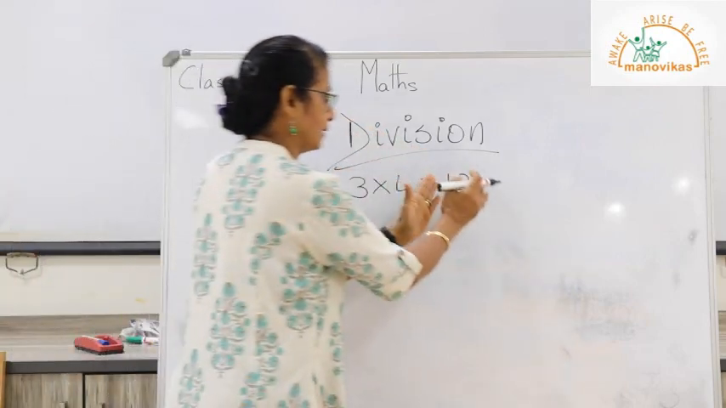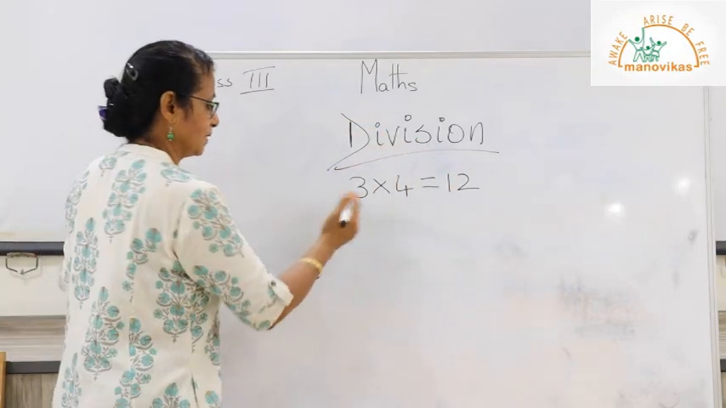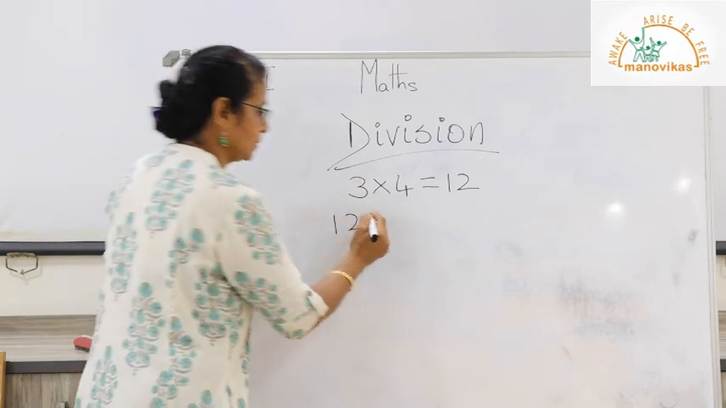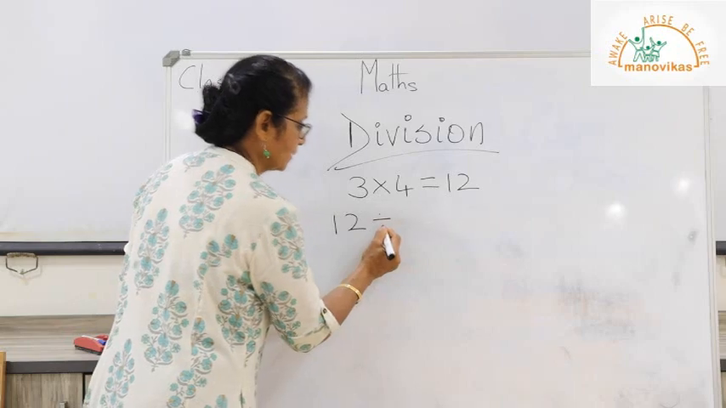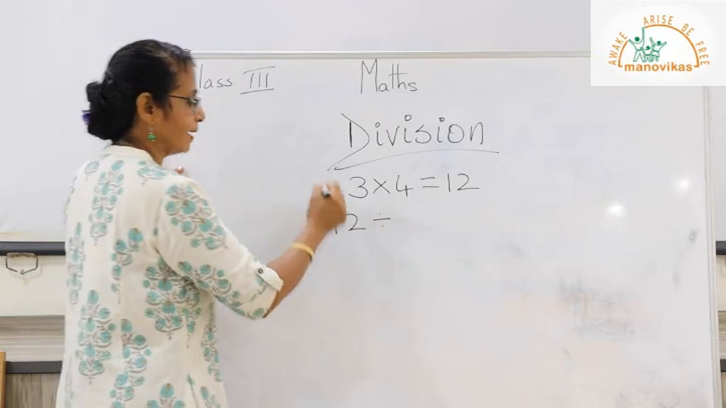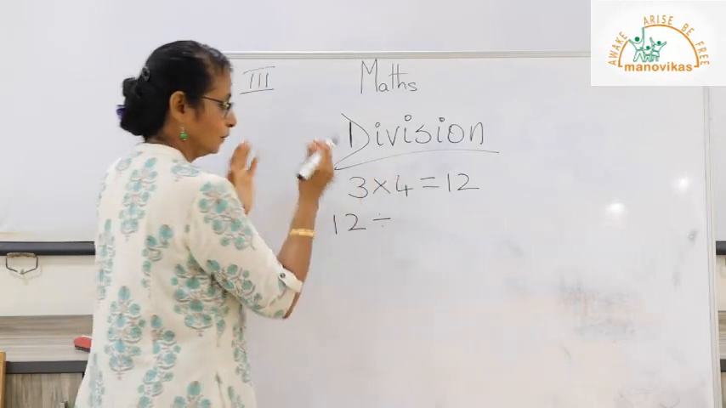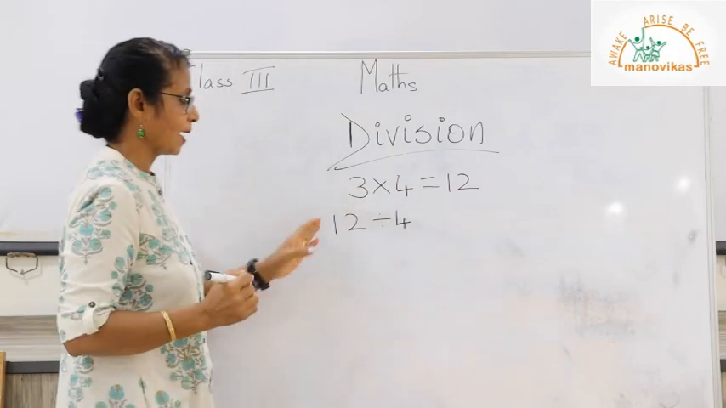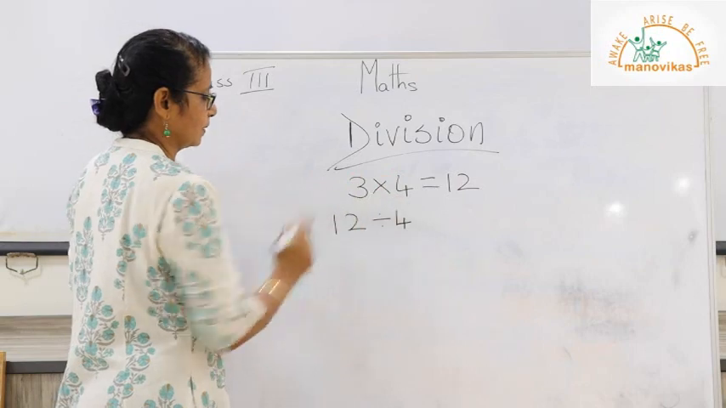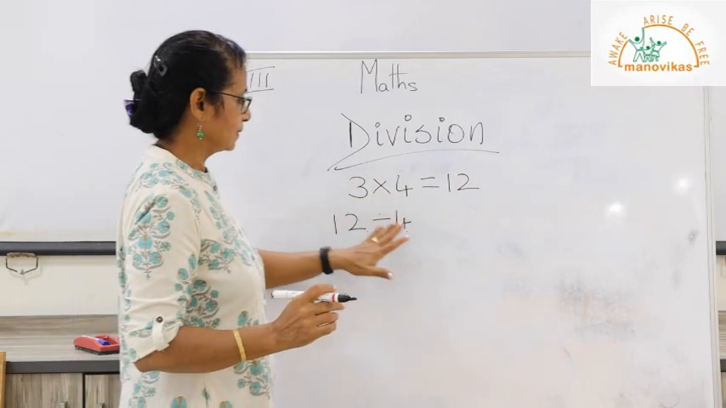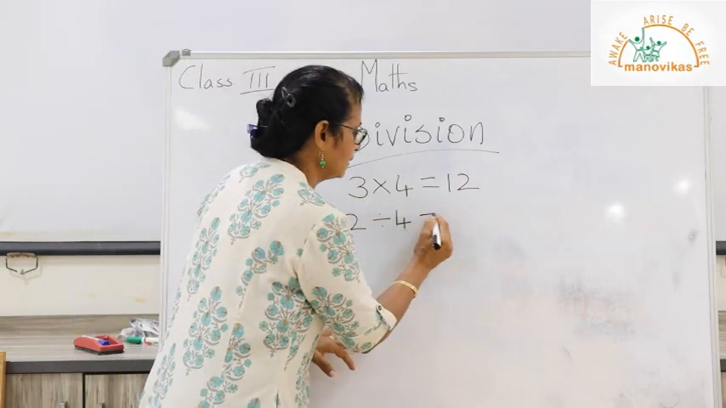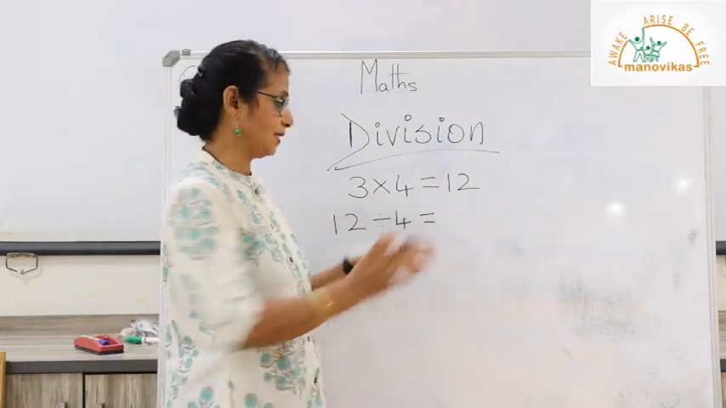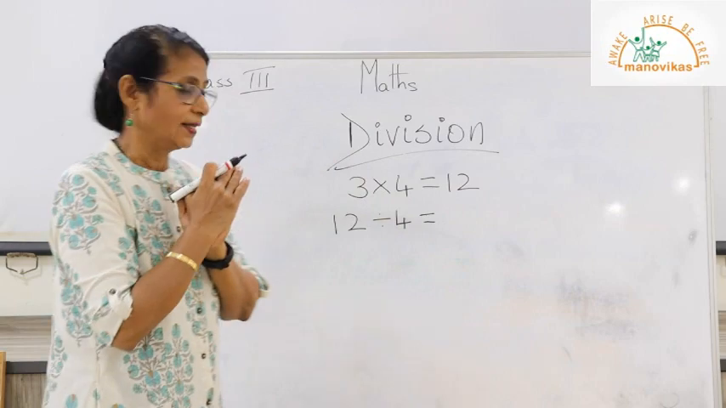Now we take the number 12 and write 12 here. We use the division sign, which is like this, and write the number 4. We write the number 4 because we are taking 12 divided by 4, and we'll find out how many we get.